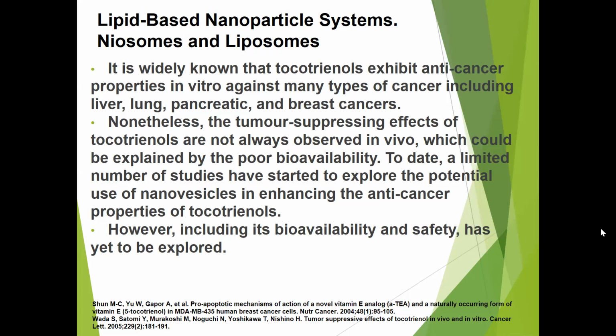It is widely known that tocotrienol exhibits anti-cancer properties in vitro against many types of cancer, including liver, lung, pancreatic, and other cancers. This form of the vitamin has a really strong effect in these situations. Nonetheless, the tumor-suppressive effect of tocotrienols is not always observed in vivo, which could be explained by poor bioavailability. To date, a limited number of studies have started to explore the potential use of nanovesicles in enhancing the anti-cancer properties of tocotrienols. However, their bioavailability and safety have not yet been explored.